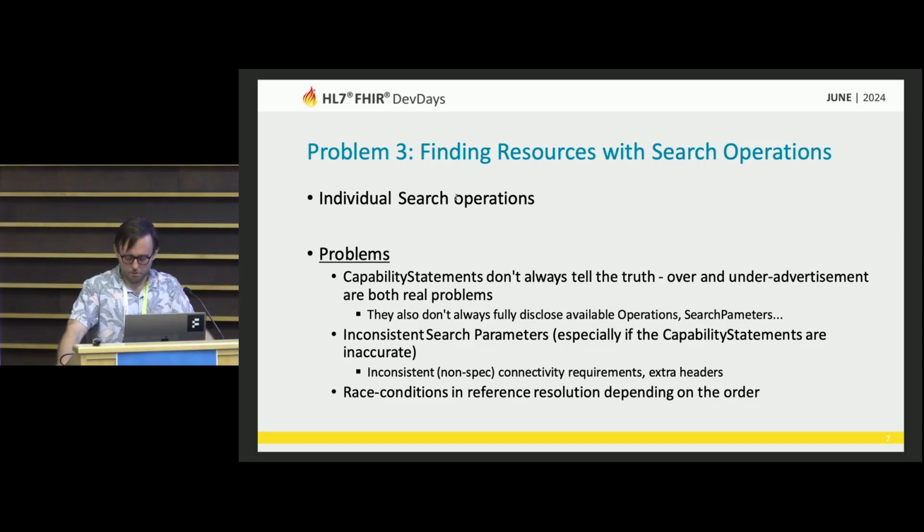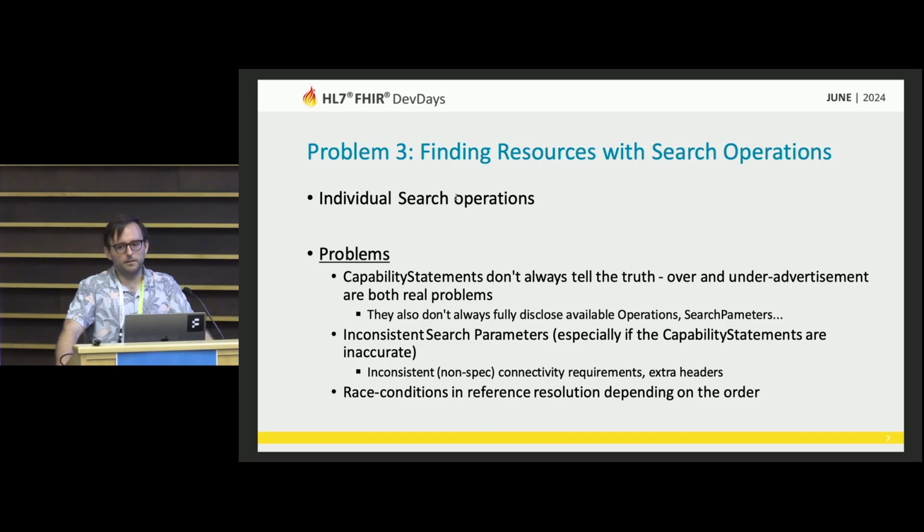Okay, so obviously our fallback has to be something like doing individual search operations. Great, we're rolling, except that capability statements don't always tell the truth, both in terms of over- and under-advertisement. Under-advertising the resources that are actually supported, under-advertising the operations that are supported, so under-advertising support for everything, as an example. They don't always fully disclose the search parameters.